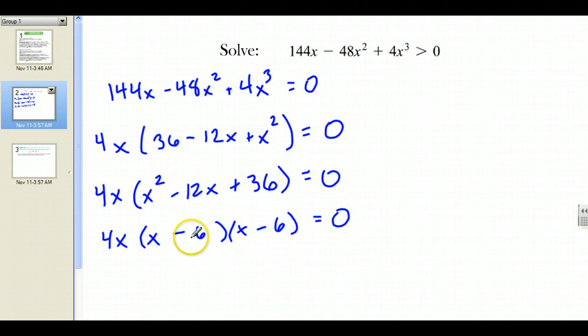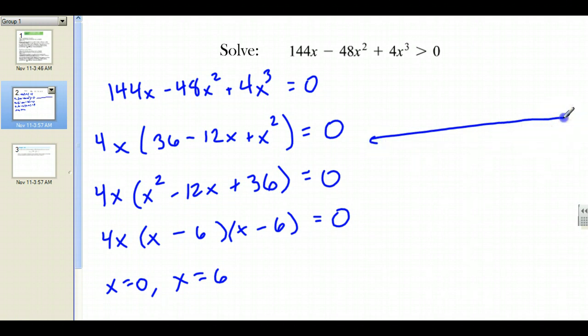Alright, negative 6 times negative 6 is positive 36. Negative 6 plus negative 6 is negative 12. And so we end up with 4x is equal to 0, or x equals 0 and x equals 6. We don't have to do it more than once. It shows up twice, but we don't have to do it twice. So these are where we're going to divide the domain.